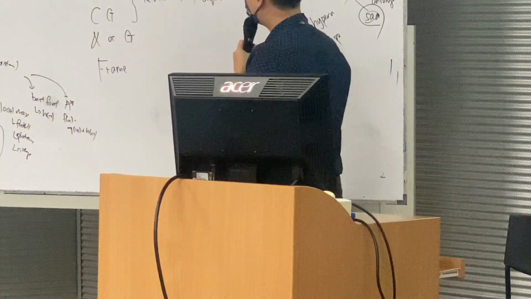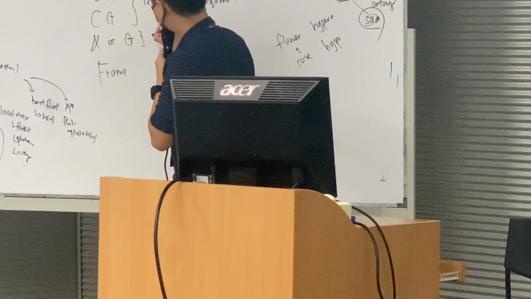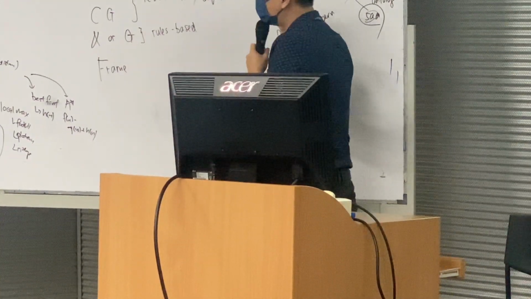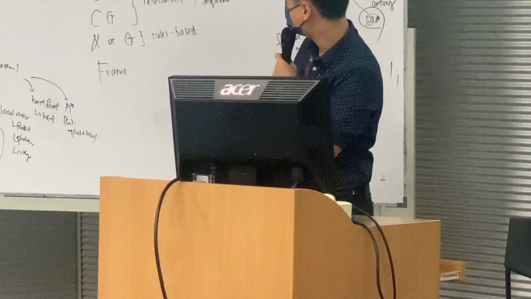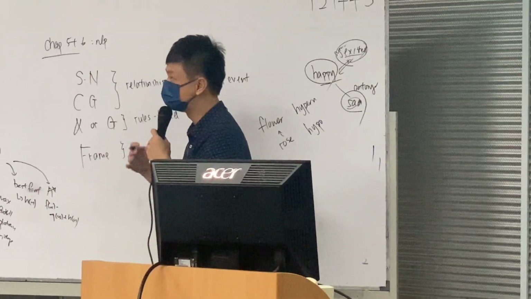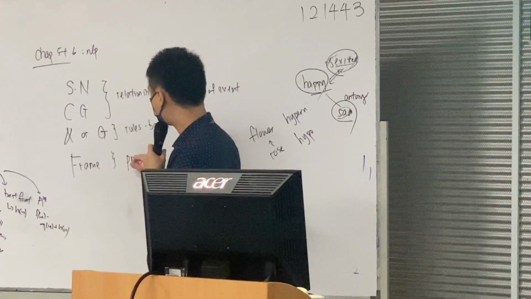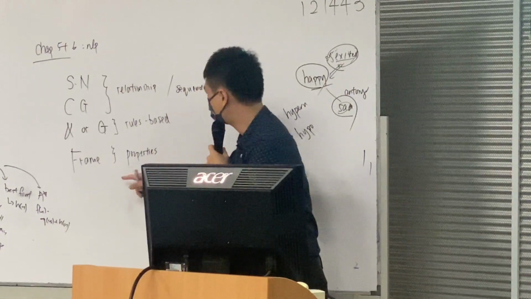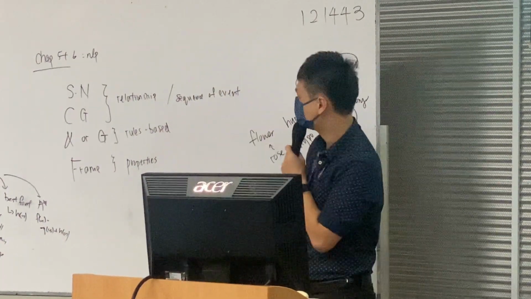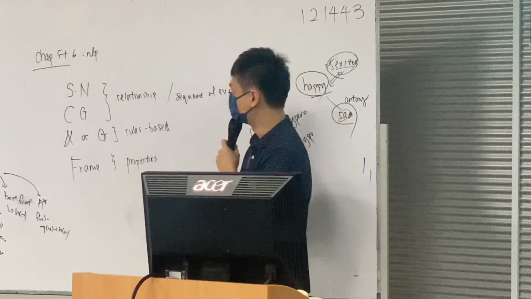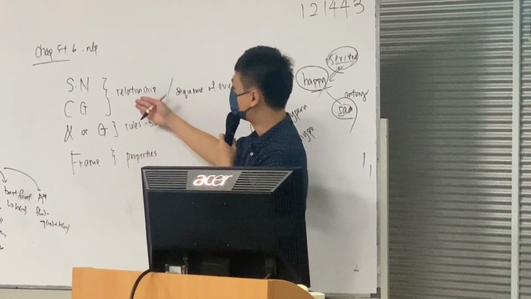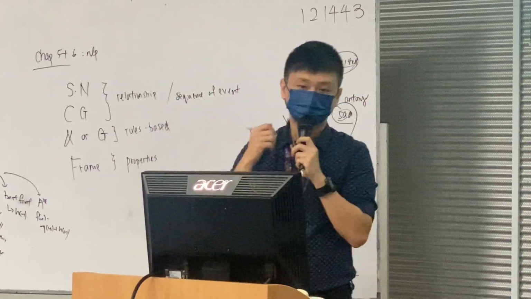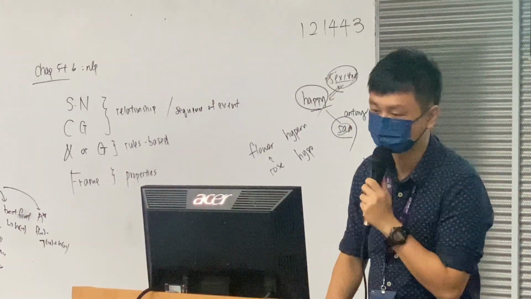We use an and-or graph to represent the rule base. We have an example later. And the last one, we have a frame. Normally we use a frame to represent the properties of one object. So a frame is not suitable to represent relationships or sequences of events, but it's more suitable to represent properties. Semantic nets and conceptual graphs are not suitable to represent properties because you're going to have a lot of branches. So let's see the example of semantic networks.